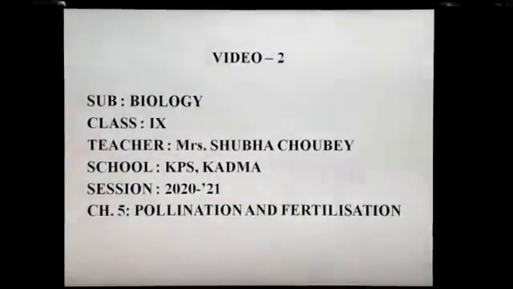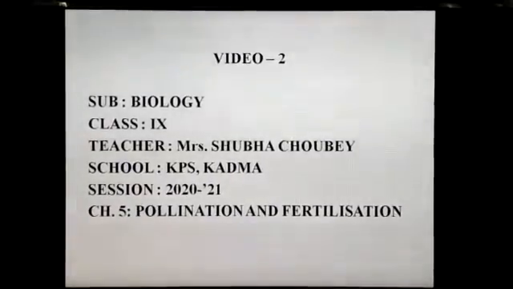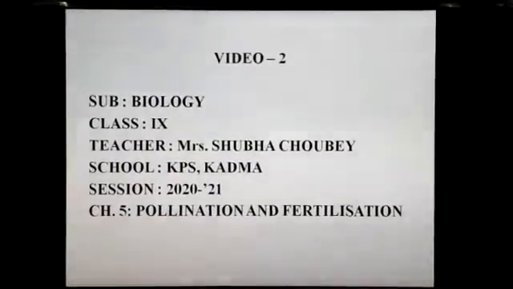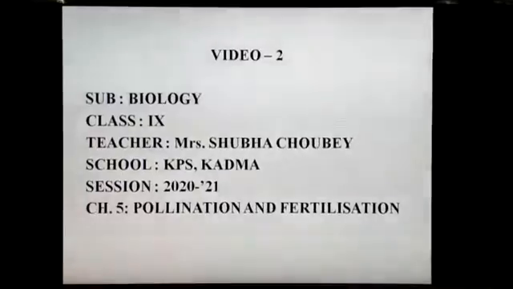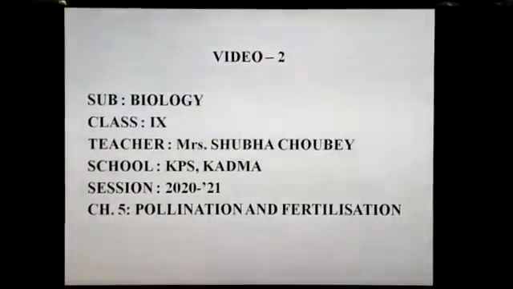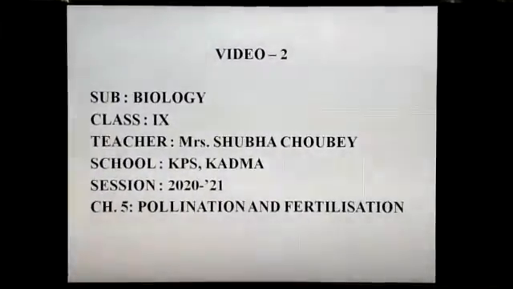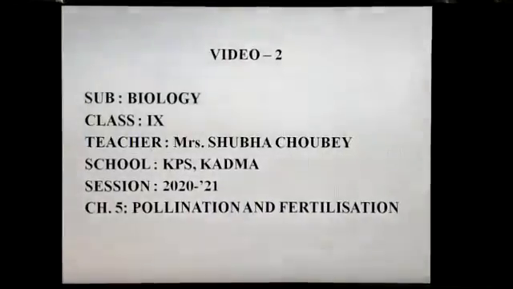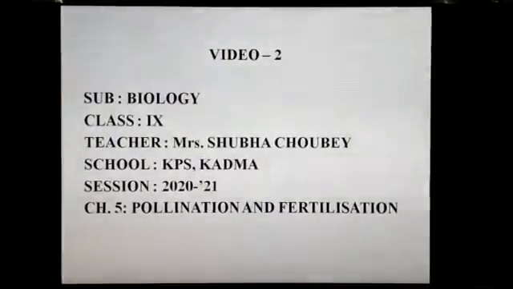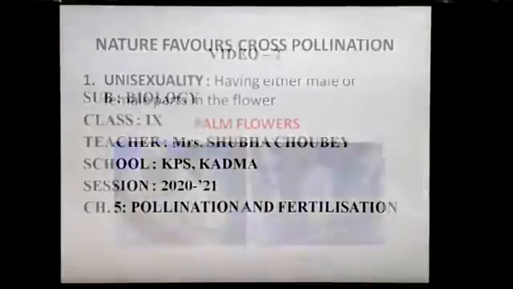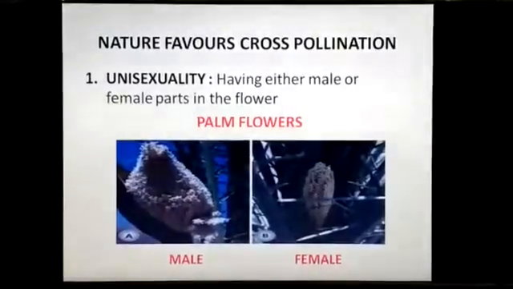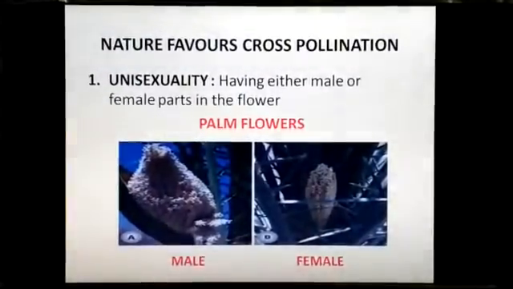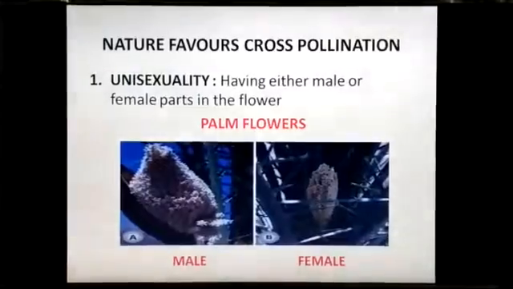We are continuing chapter 5, Pollination and Fertilization. In the previous video, we had learnt about pollination, self and cross, followed by their advantages and disadvantages. Let's move on further with the topic in this video. We start with the 5 conditions in which nature favors cross pollination.